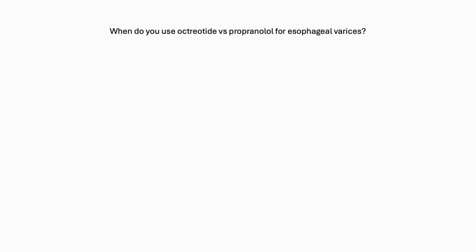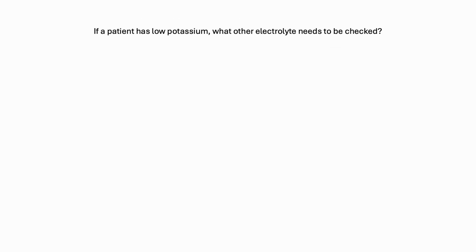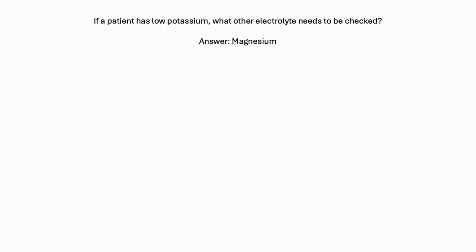When do you use octreotide versus propranolol for esophageal varices? Octreotide is for acute, and propranolol is for prevention. If a patient has low potassium, what other electrolytes need to be checked? Always go and check their magnesium. Magnesium and potassium are going to go hand in hand.